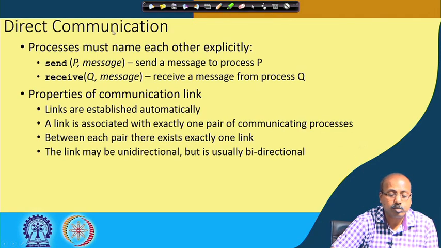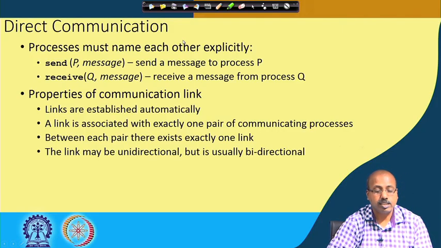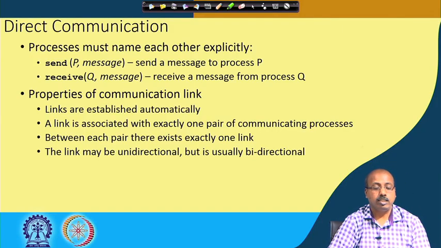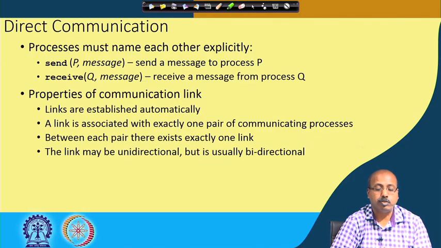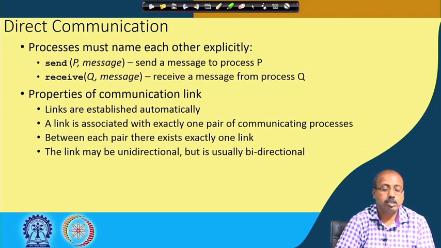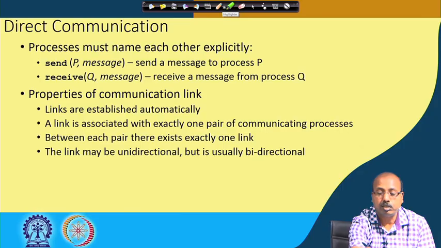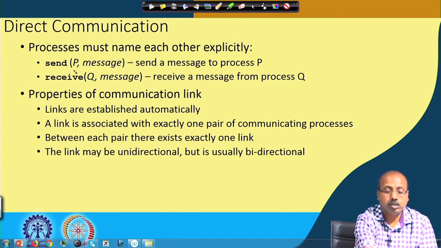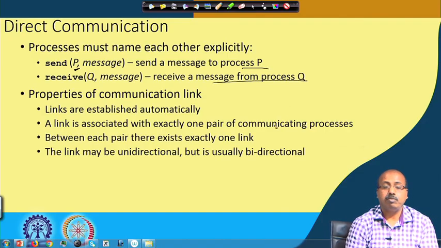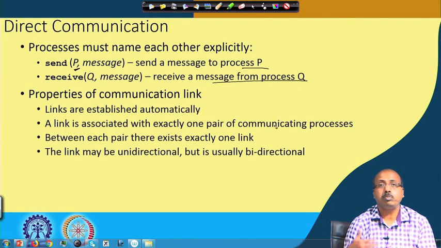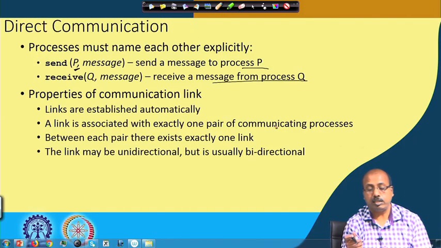As far as direct communication is concerned, processes must name each other explicitly. There are send and receive, two system calls used for sending messages. A call like send(p, message) essentially means I want to send a message to process p. Similarly, receive(q, message) means receive a message from process q. That way we can explicitly mention to which process we want to send the message.